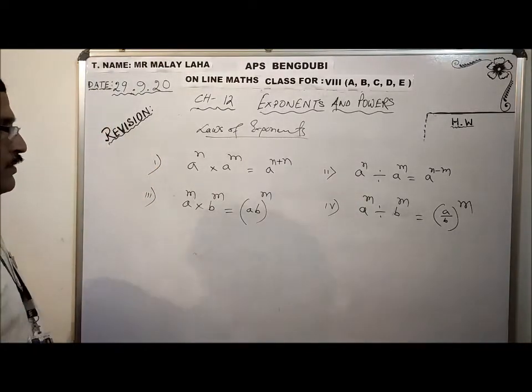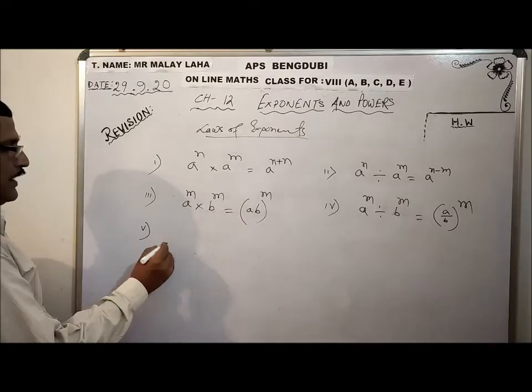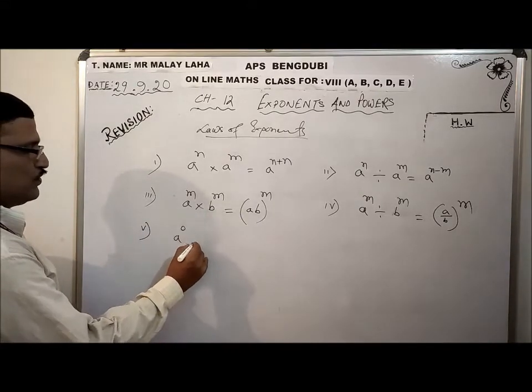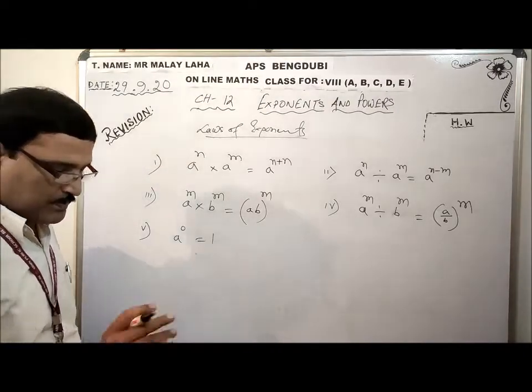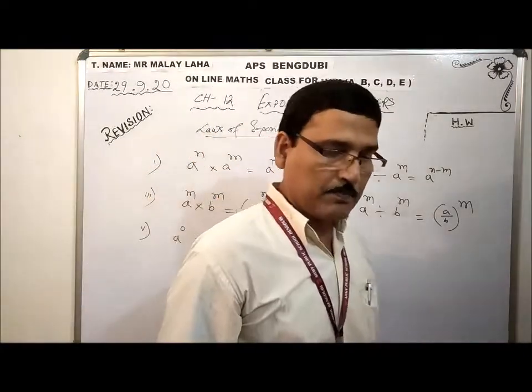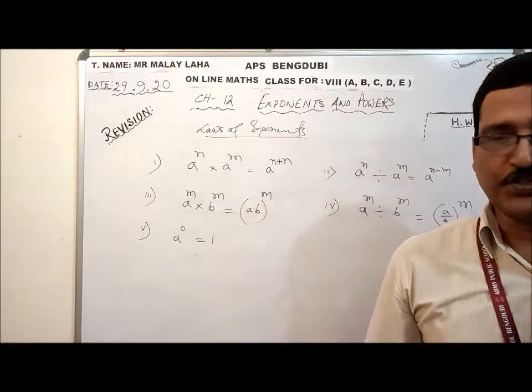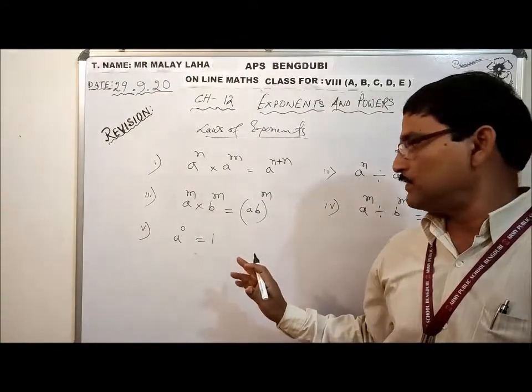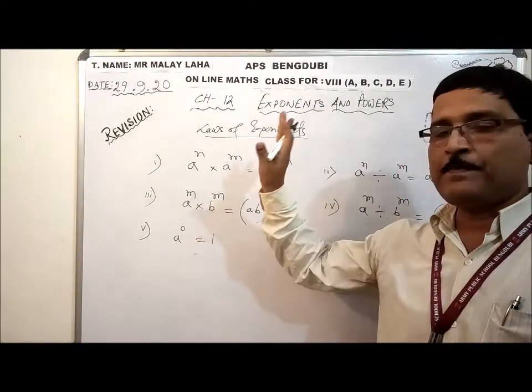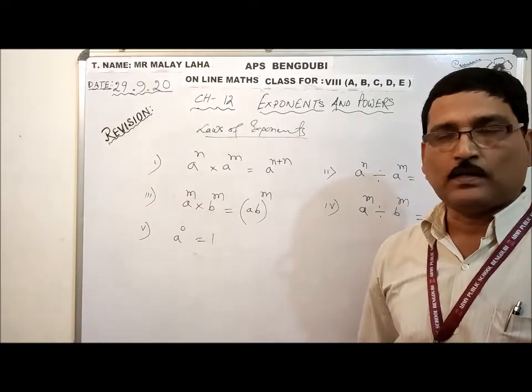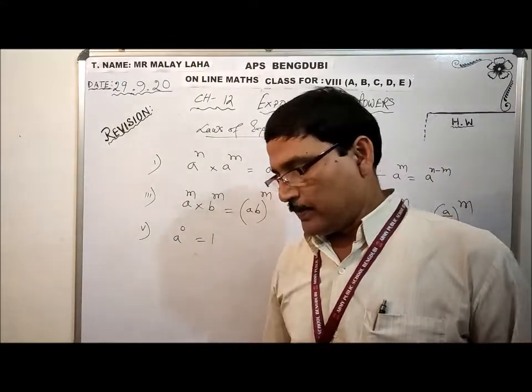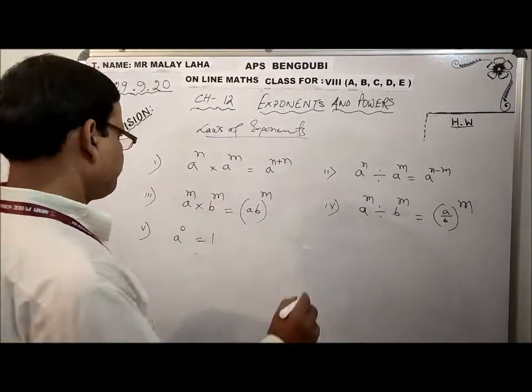Now, number 4 or 5, any number a raised to 0 equals 1. So definitely a zero power will be there in my question. When simplification is there, any number raised to the power 0 is 1. You have to apply this concept. Okay? And now then the negative one.